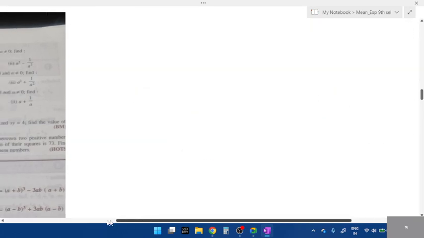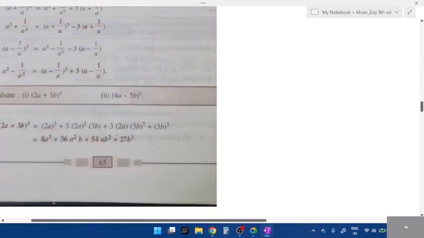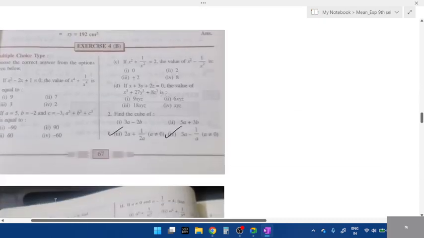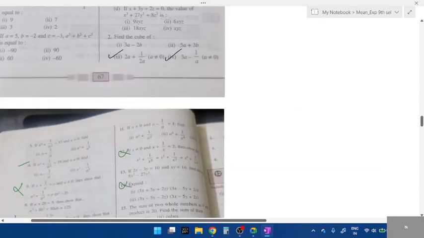Next one. We'll go with the next exercise. 4b. You know a plus b the whole cube, a minus b the whole cube. Cube question. What is a plus b the whole cube? A cube. So you're not telling the formula. You forgot. A cube plus b cube.